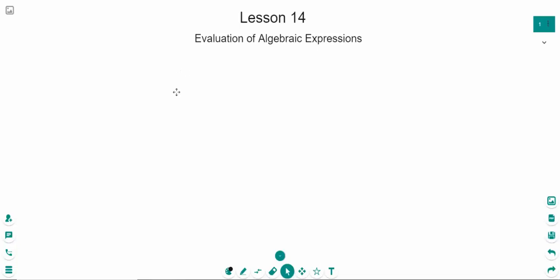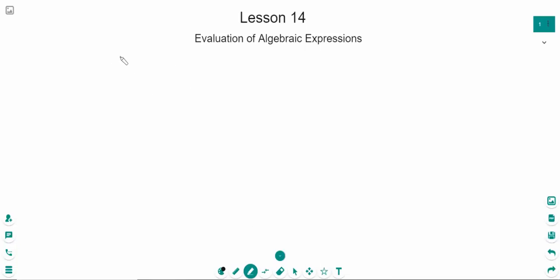Welcome to lesson 14. So today we're going to be talking about the evaluation of algebraic expressions. So to begin with, let's start by talking about numbers and how we write them.